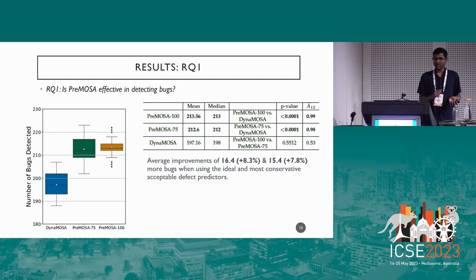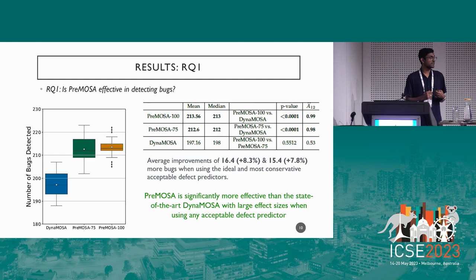To experimentally assess the bug detection performance of PREMOSA with an acceptable defect predictor, we simulated defect predictors with the theoretical upper bound performance, which is 100% recall and precision, and the theoretical lower bound performance, which is 75% recall and precision. We can see that both PREMOSA 100 and 75 detect on average up to 16.4 more bugs than the state-of-the-art DynamoSA. So we can say PREMOSA is significantly more effective than the state-of-the-art DynamoSA when using any acceptable defect predictor.